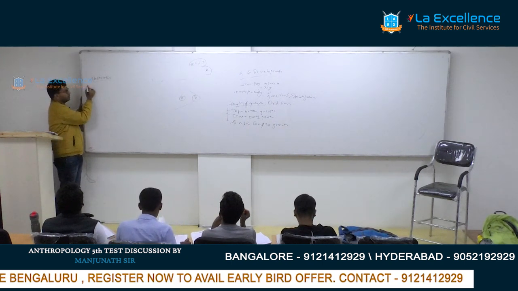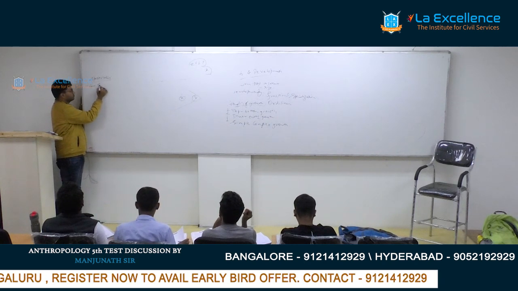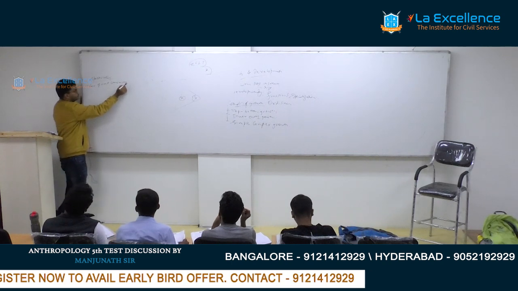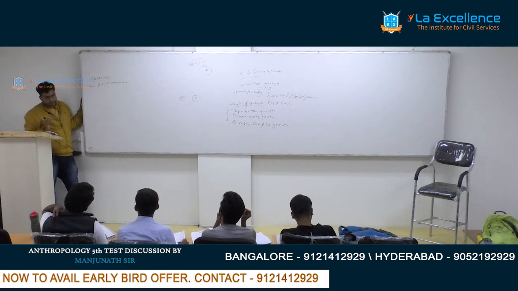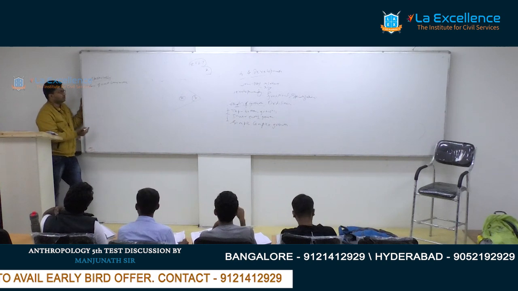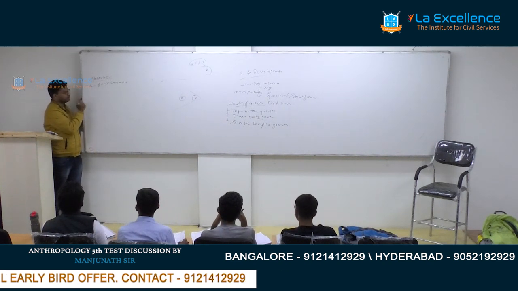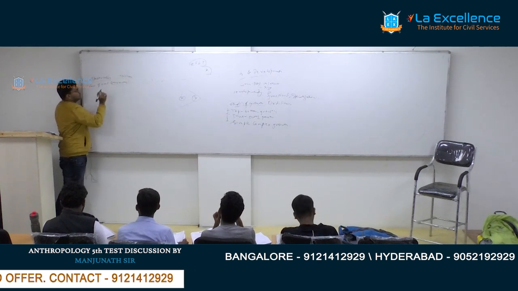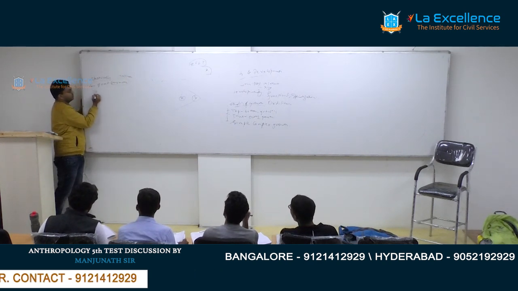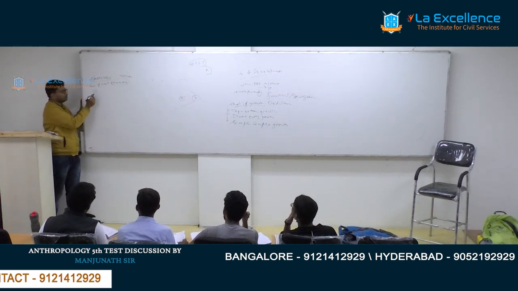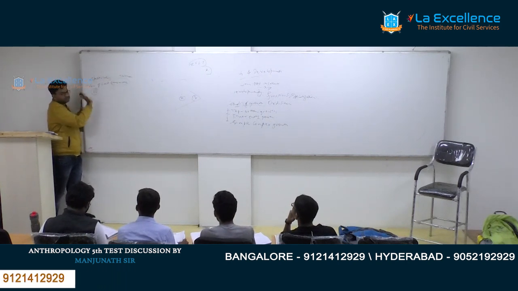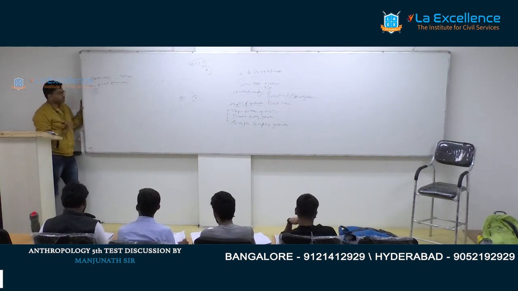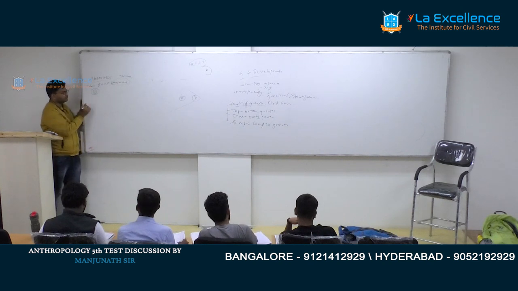The first is the law of unit character. That means he tries to say, for example, for a character like tallness, there is something, he doesn't call it a gene, there is something which will influence tallness. That is what he says, law of unit character, which he ascribes as DD.